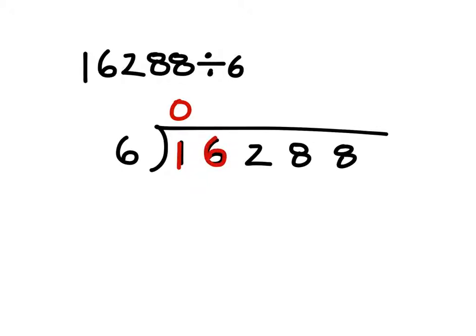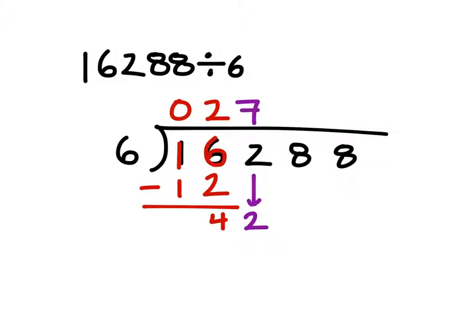How many times does 6 go into 16? I get it twice. And 2 times 6 is 12. Now we're going to subtract those and we get 4. Now 6 won't go into 4, but if we drop the 2, it will go into 42. 6 will go into 42 exactly 7 times. So 7 times 6 is 42. And when we subtract that, we get 0.